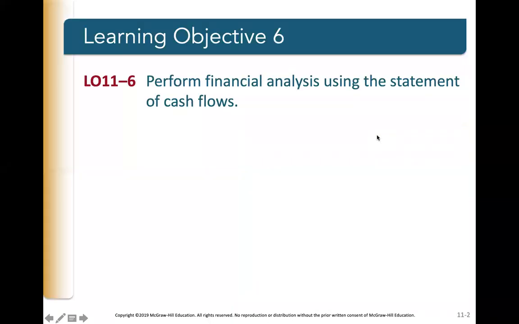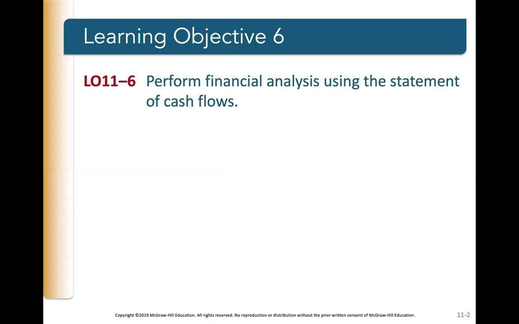Chapter 11. LO 11.6 has you perform financial analysis using the statement of cash flows. Analysts often supplement their investigation of the income statement and balance sheet amounts with cash flow ratios. Some cash flow ratios are derived by substituting net cash flows from operating activities in the place of net income. They do not replace the ratios that use net income, but complement them.